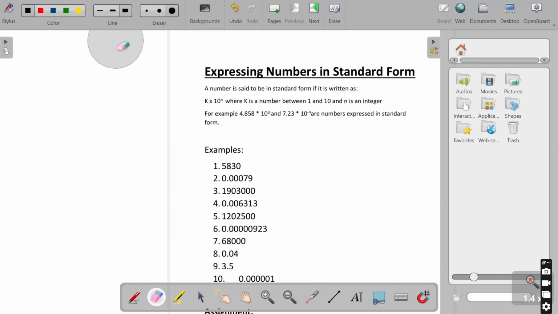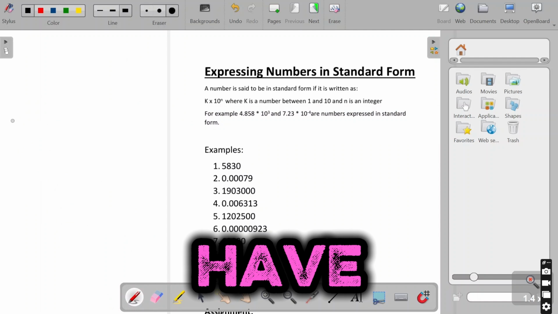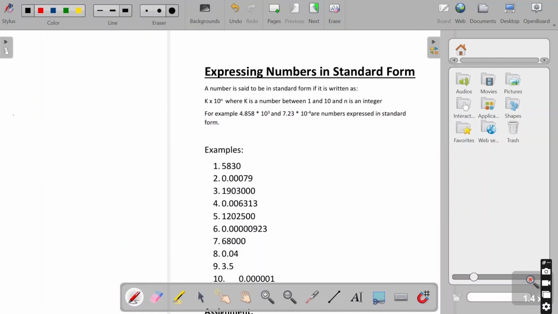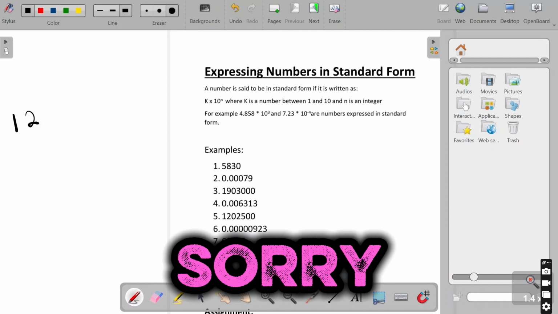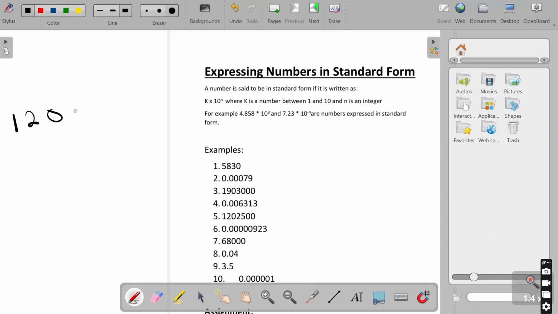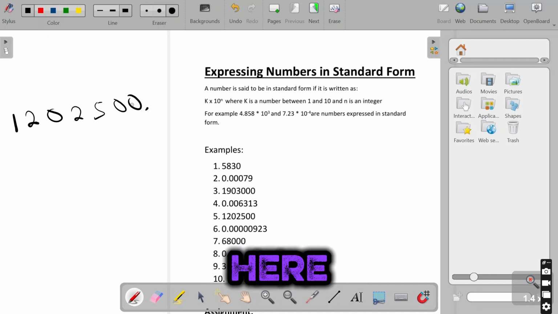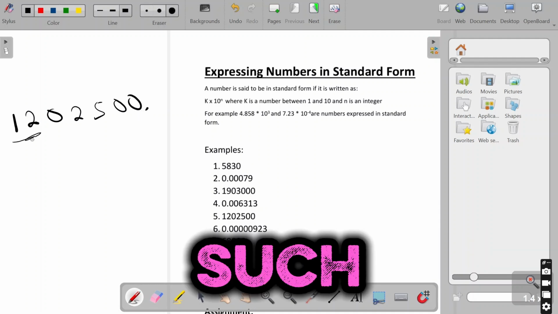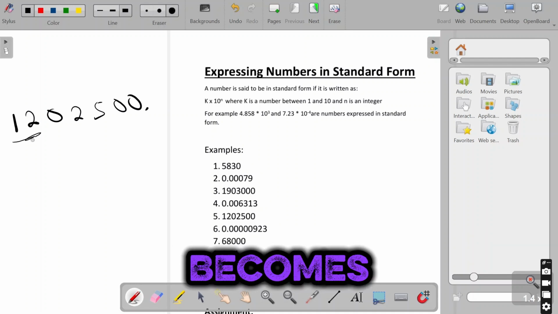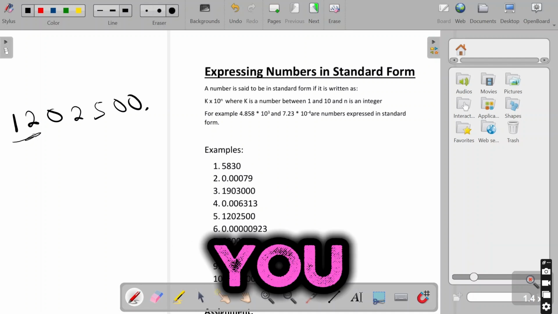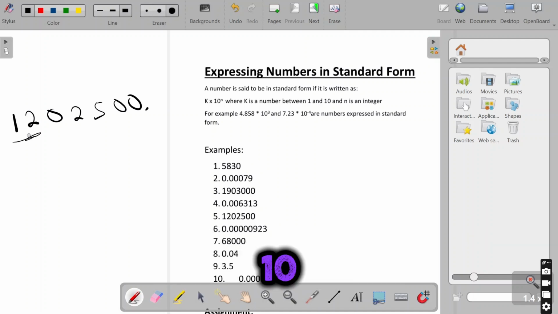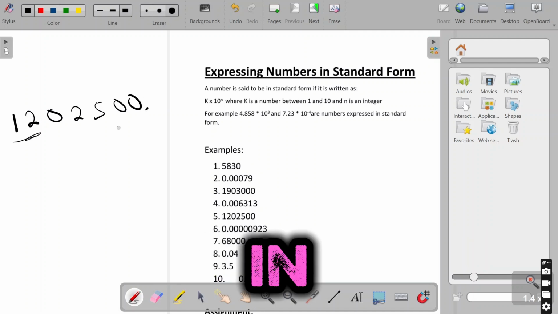So number 4, we're going to number 5, sorry, number 5, 1202500. Don't forget the decimal point to be here. So the idea is to move the decimal point to the first 2 digits in such a way that the first 2 digits becomes a number between 1 and 10. You can see that this is 12. 12 is bigger than 10. So I'm moving this decimal point in this direction.